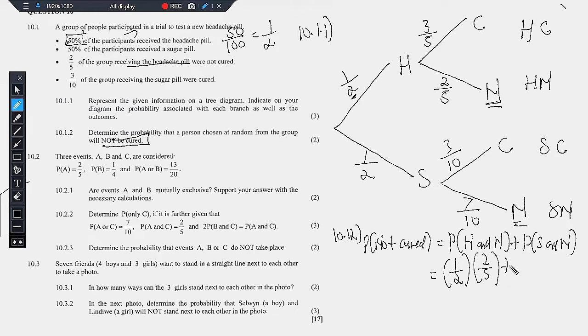5. And then taking a sugar pill, 1/2, and then not being cured, 7/10. Right. So at this point, you just need to punch all of this into your calculator and get your solution. And then the answer that you're going to get there is 11/20. So since everything is in fractions, you can just leave it like that. Okay, so basically answering your 10.1.1 and 10.1.2 has got you 5 marks, right?